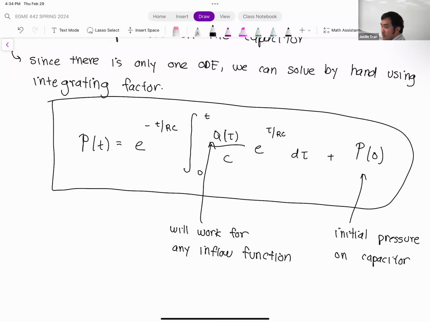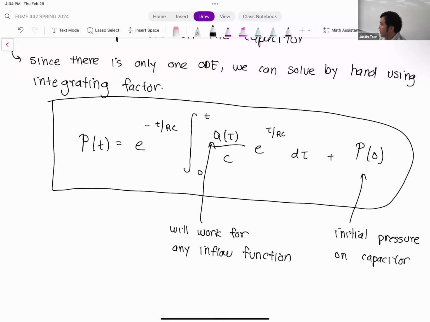Question, yes. Is the initial pressure on the capacitor like the pressure on the vessel walls before it starts expanding? Yeah. So mathematically, it's just your initial condition, but physically, a lot of these simulations are started in diastole, and we'll see that for the final project too. So that's usually the resting pressure or the diastolic pressure of the system. Yeah. That's like right before you spiked up again. Exactly. At least for the flow waveform that we'll use for the final project, it starts right before contraction. Okay.